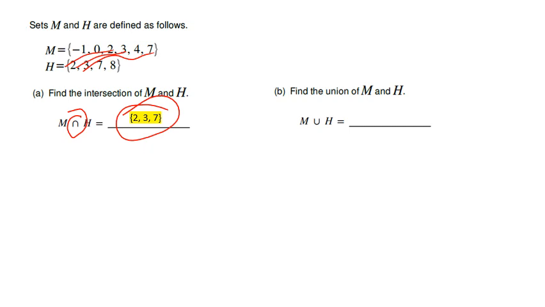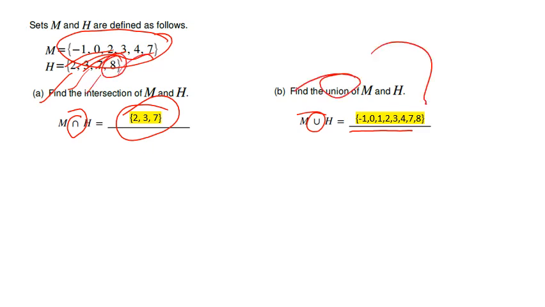Let's pause the video and answer this one. You're being asked to find the union. The union simply means combine them together. So you're going to grab everything from M. That's what I did here. But then I'm going to go looking through H to make sure all those elements are there. I have the 2. I have the 3. I have the 7. But notice the 8 was missing. But I'm combining them. So I'll put the 8 in there. And this is the union.